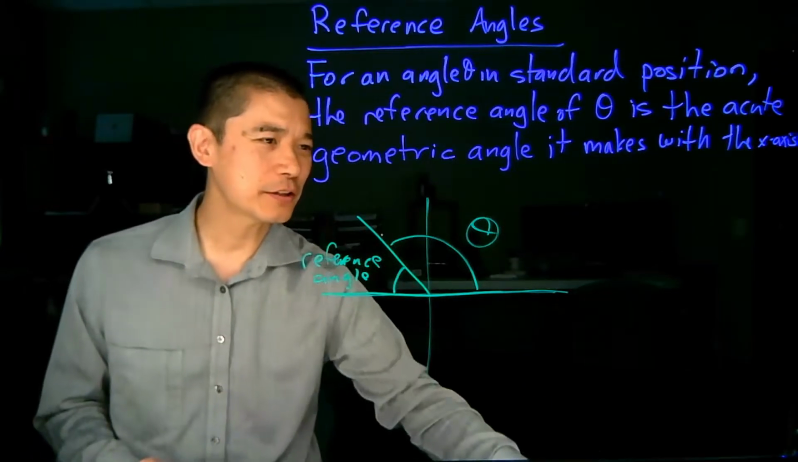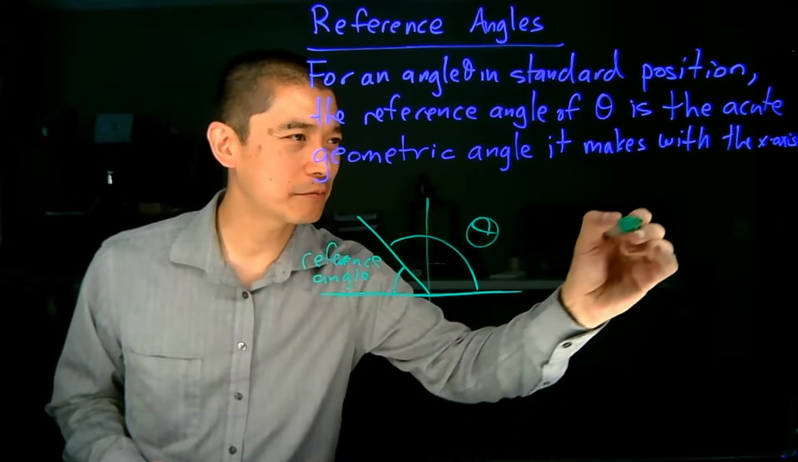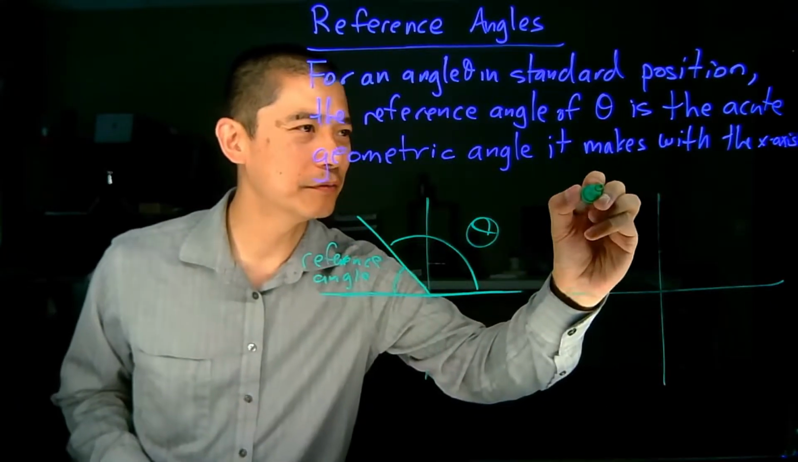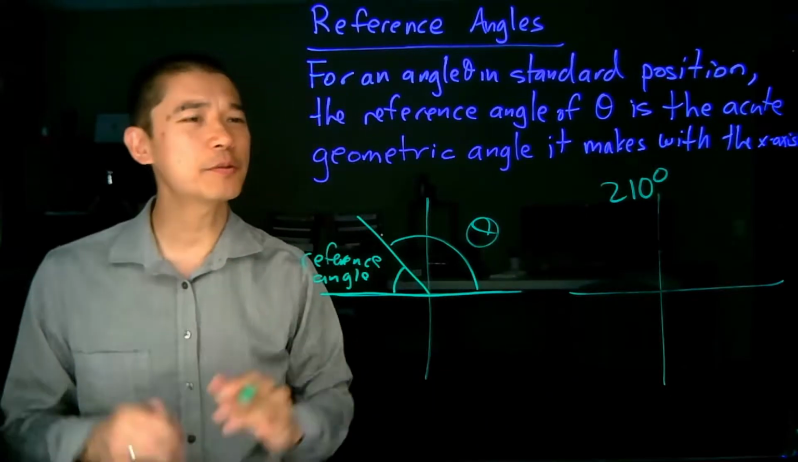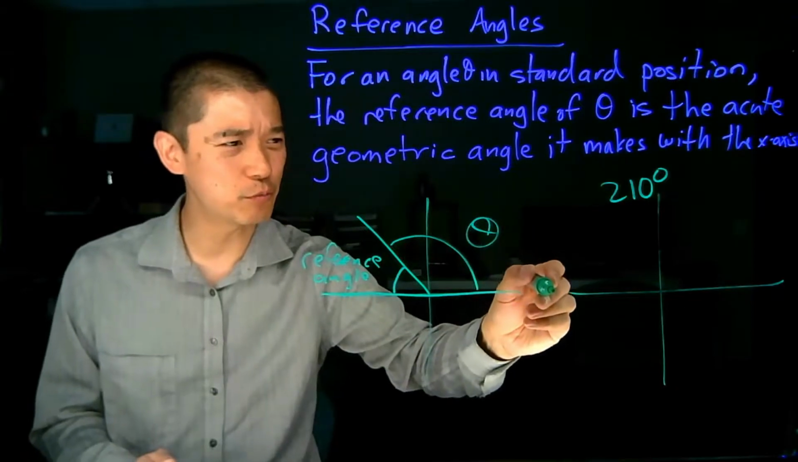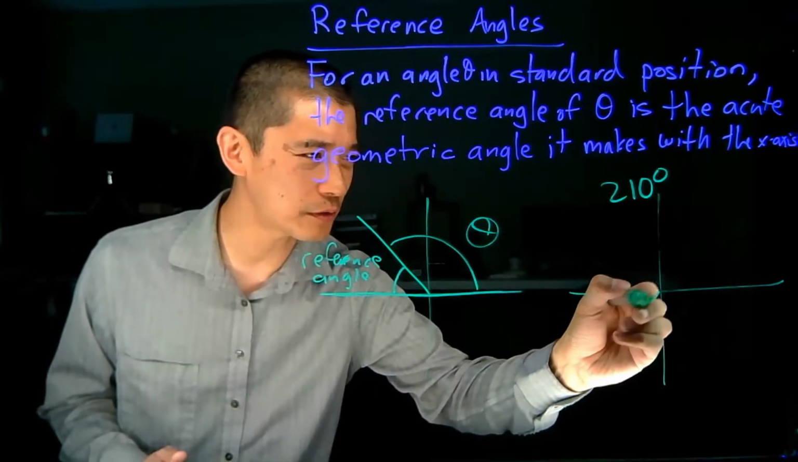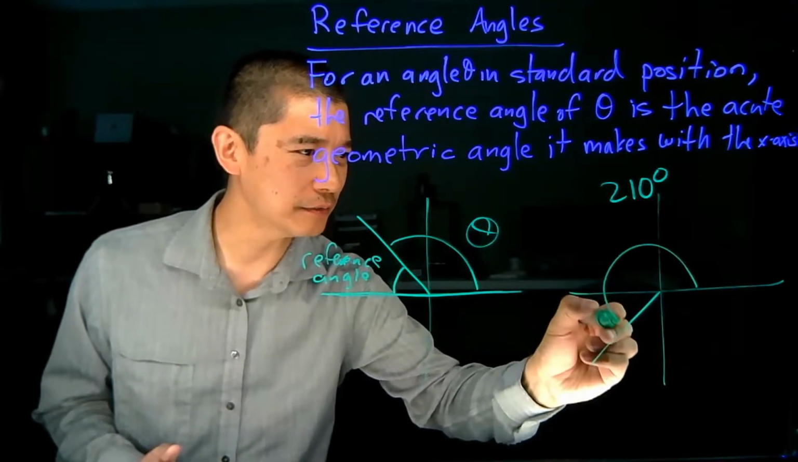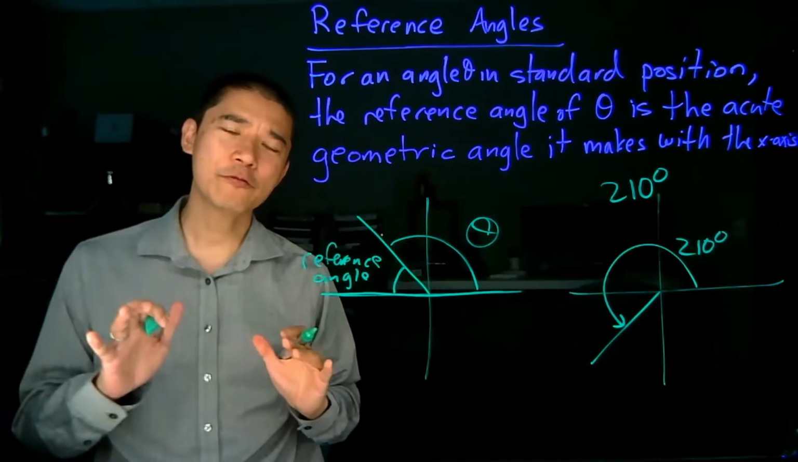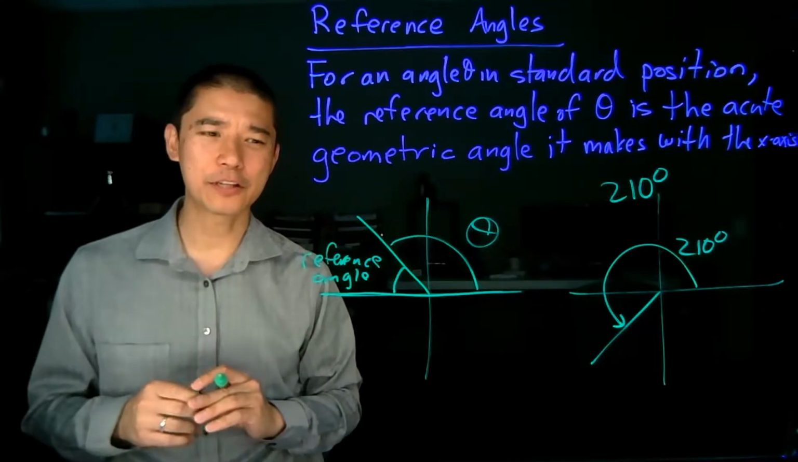And so as a practical example, let's just consider what is the reference angle for a 210 degree angle. So first we have to think about 210 degrees to figure out what quadrant it's in. So it's between 180 and 270, so it's going to be in quadrant 3. And so this angle right there is 210 degrees.